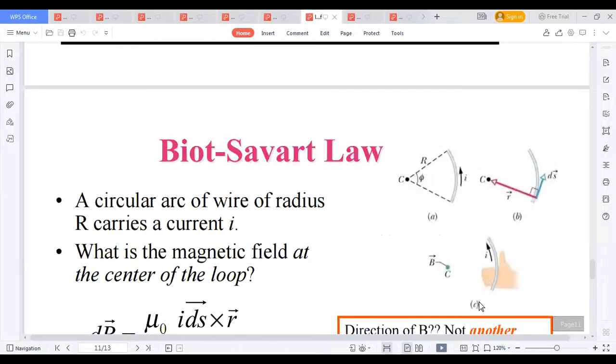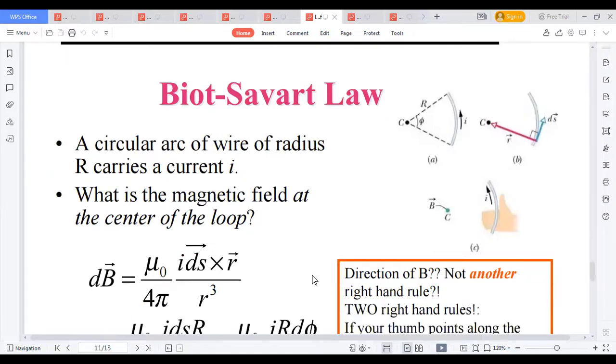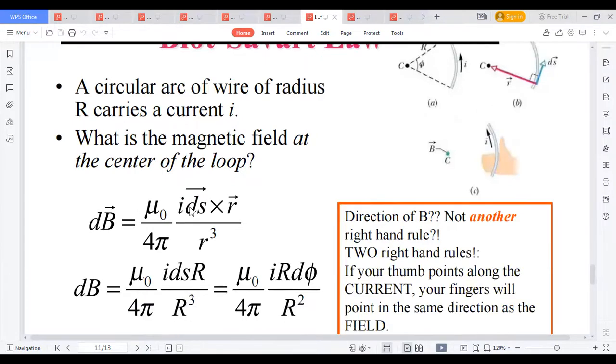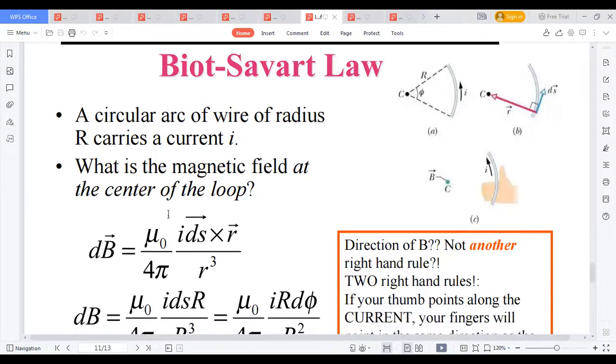So for a circular loop of radius r carrying a current I, here is another application. What is the magnetic field at the center of the loop? Suppose this is the circular loop, capital R is the radius, phi is the subtended angle at the center, and small r is the distance from the center to the circumference, where dl or ds, an infinitesimal length, exists. So what is the magnetic field at the center of the loop?